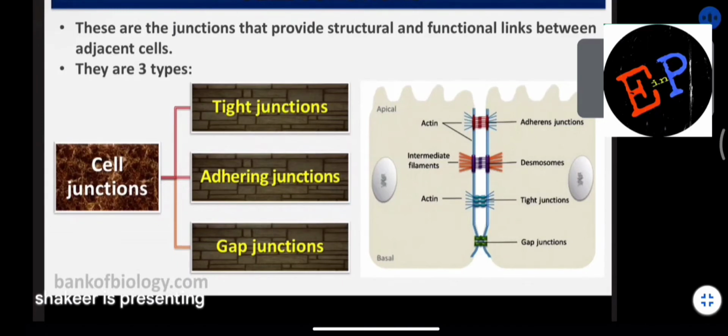Similarly, for the body to maintain its shape and size, there should be joinings between two cells, and these joinings we call cell junctions. These are the junctions that provide structural and functional links between adjoining cells. To maintain the structure, these cell junctions are responsible, and to perform different functions also, these junctions should be present. Cell junctions are divided into three types: tight junctions, adhering junctions, and gap junctions.